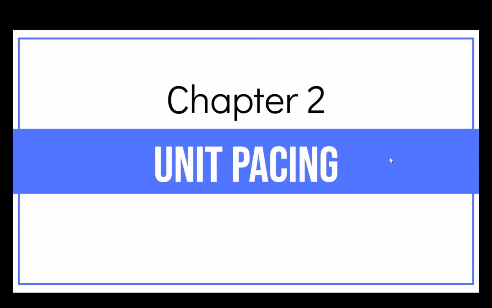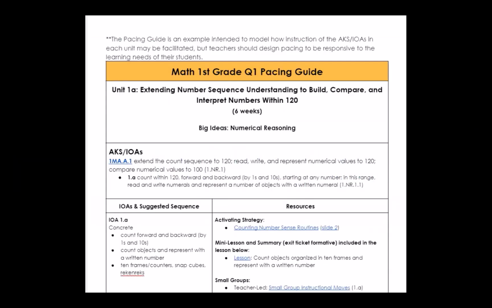In this portion of the video, we will look at the pacing guide to see how the AKS and IOAs have been paced out over the course of the unit. At the top of the pacing guide, we see the name of the unit, the big ideas for the unit, and the suggested pacing. This unit will focus on numerical reasoning, and the suggested pacing is about 6 weeks.